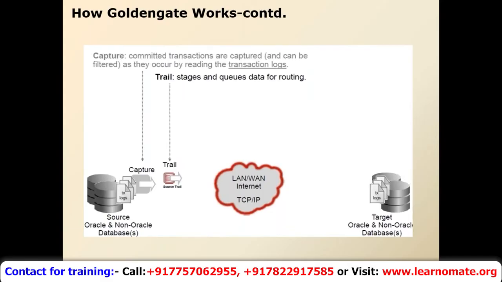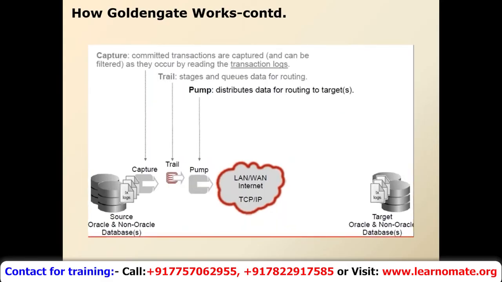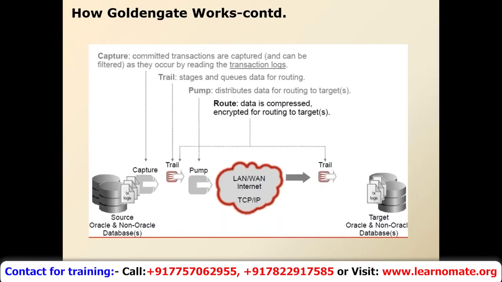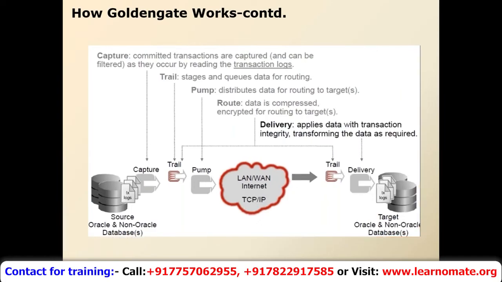trail file. Once the data becomes available in the local trail, the GoldenGate data pump process sends the data over the TCP/IP network and writes it to a trail file on the target machine, which is called the remote trail. As soon as data becomes available in the remote trail, the GoldenGate replicat process applies the data to the target database.